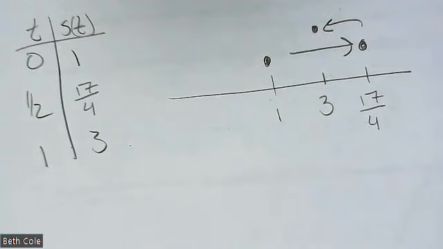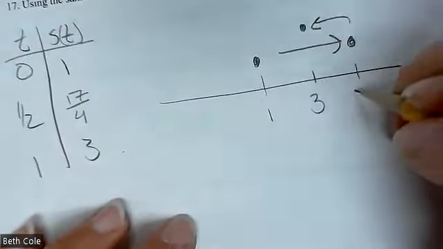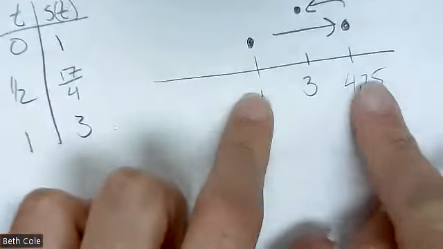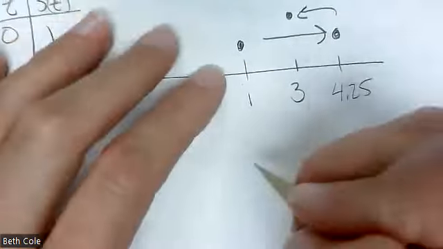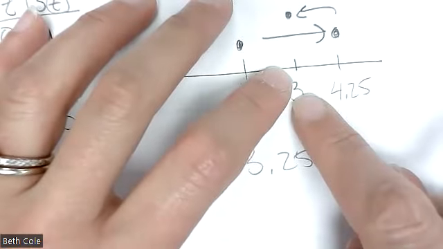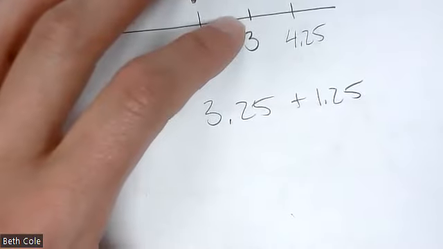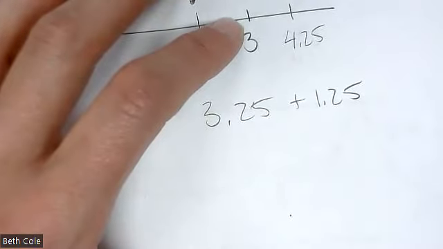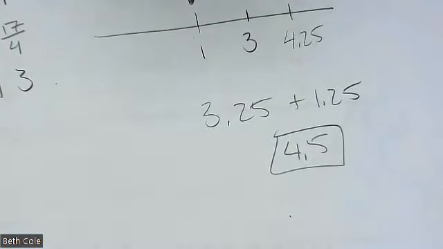Maybe we should do the decimal instead. What is 17/4? Well, it'd be 4 point something, right? 4.25. So, oh, that'll be easier. If you go from 1 to 4.25, that's 3.25. And then if you go from 4.25 back to 3, that's 1.25. Because that actually wasn't too bad. There I was freaking out about it. What is that, 4.5? So you just add up the amounts that it moved.